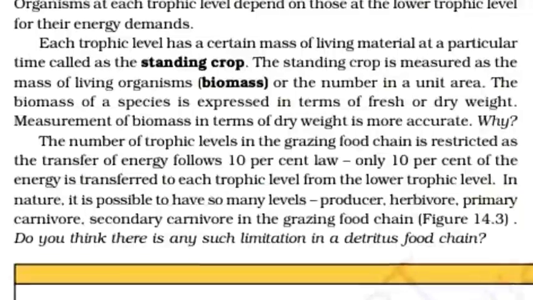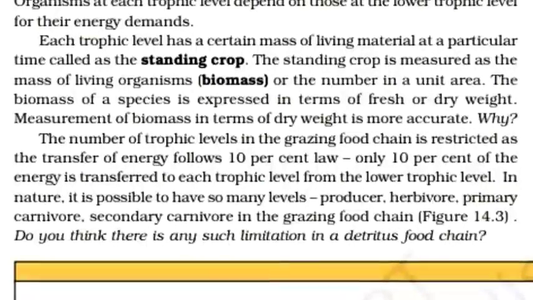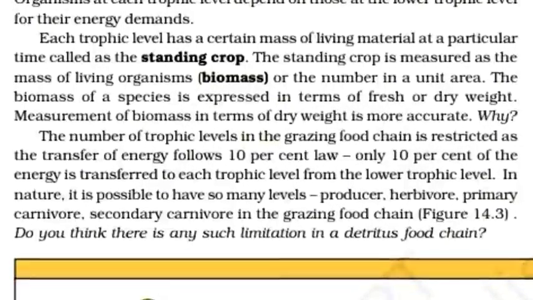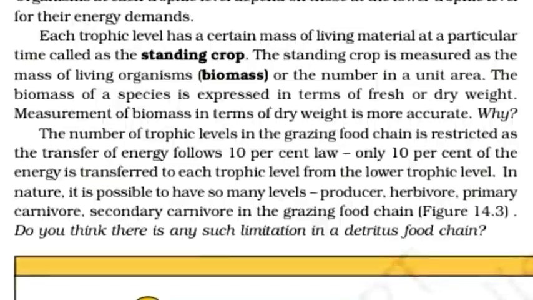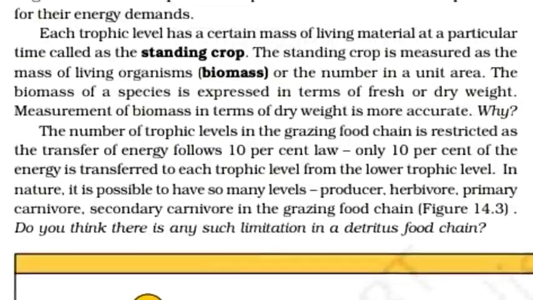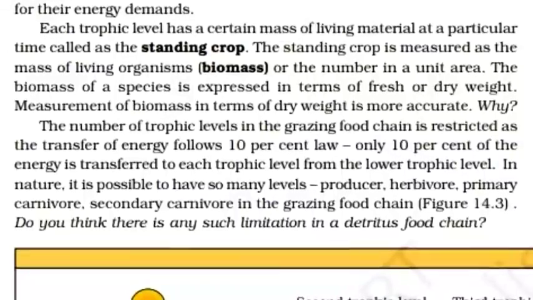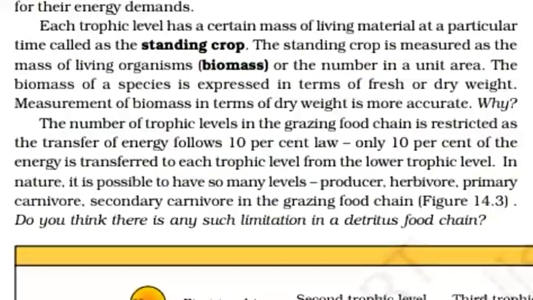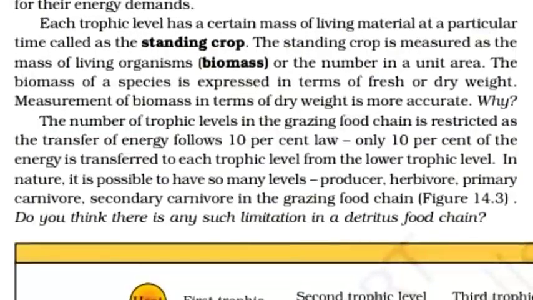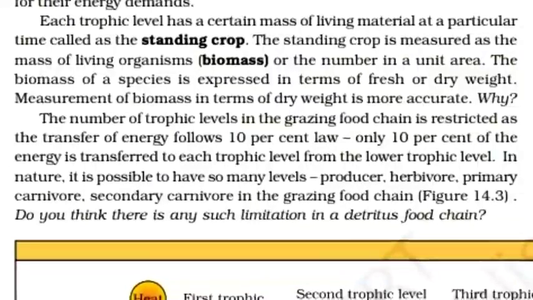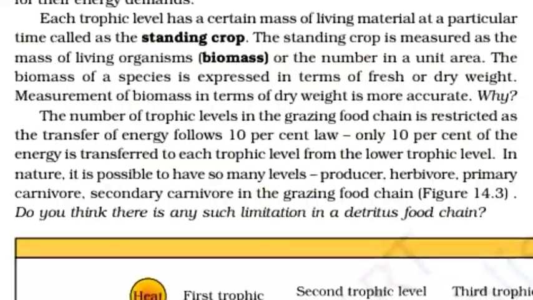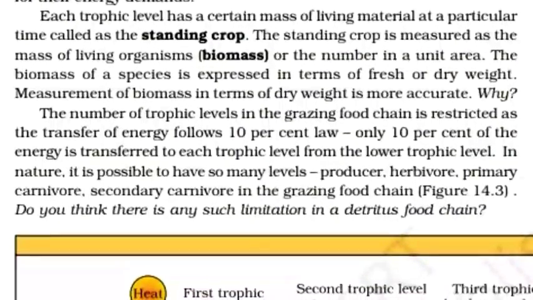The number of trophic levels in the grazing food chain is restricted as the transfer of energy follows the 10% law. Only 10% of the energy is transferred to each trophic level from the lower trophic level. In nature, it is possible to have so many levels: producer, herbivore, primary carnivore, secondary carnivore in the grazing food chain. Do you think there is any such limitation in the detritus food chain?